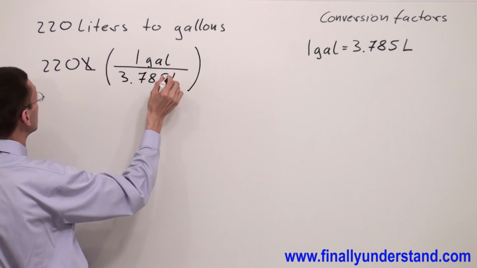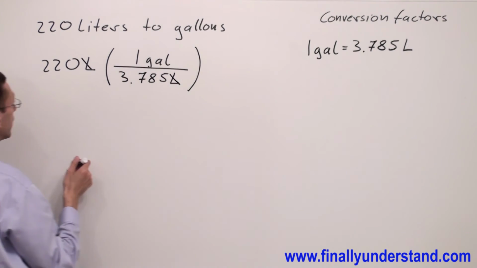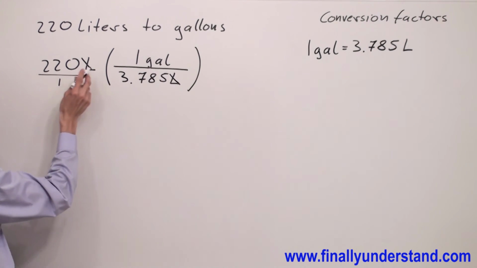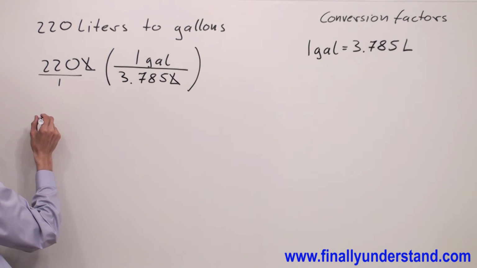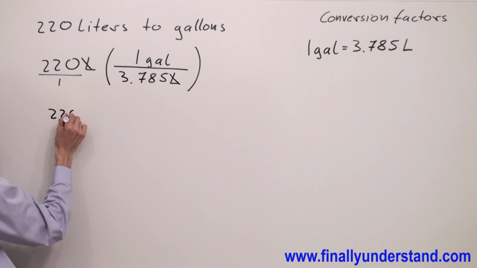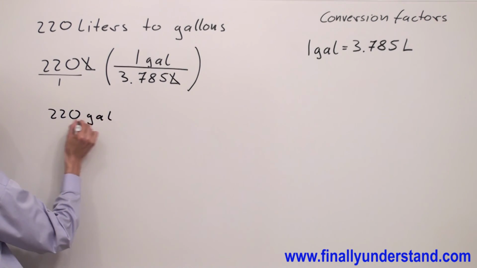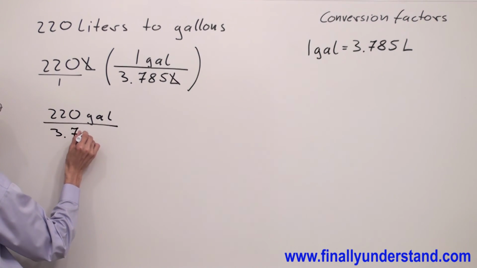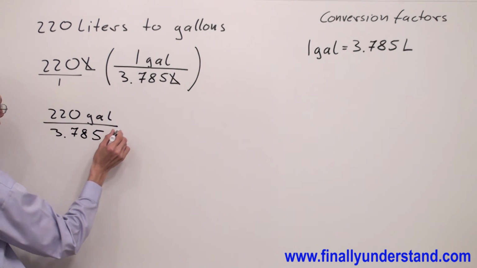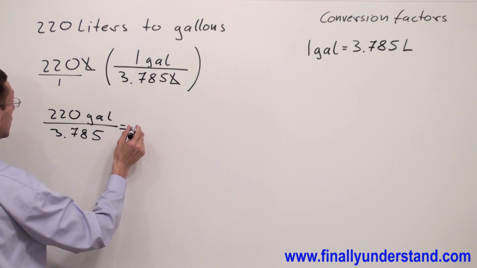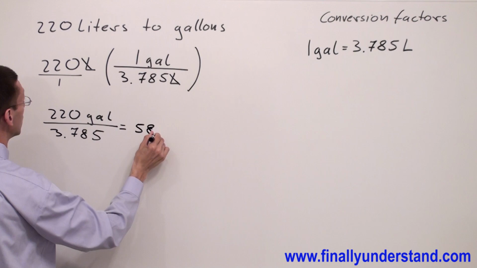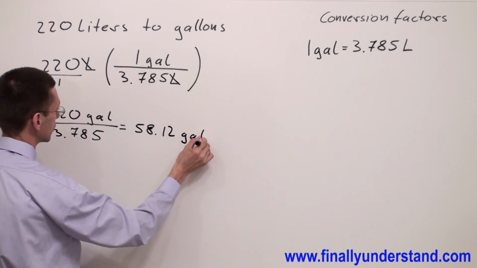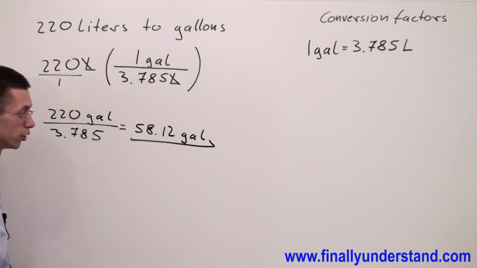Liter and liter will cancel out, and I'm going to have, again, a proper fraction, multiply numerator by numerator, denominator by the denominator. You are going to have 220 gallons divided by 3.785. This is equal to 58.12 gallons. This is the solution to my problem.